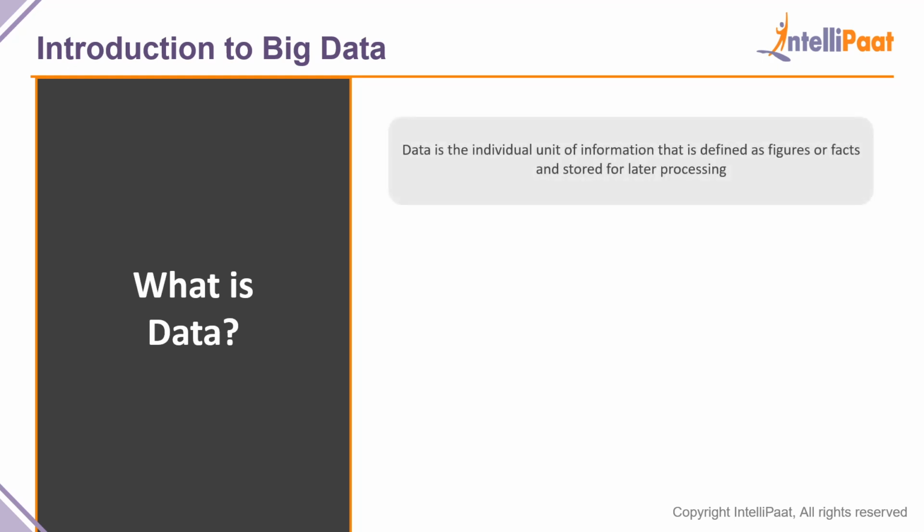So, data is the individual unit of information that is defined as figures or facts and is stored for later processing. Now, this could be image, text files, music files, or other files as well. There are a lot of file formats. You must have seen it on your own file system as well.